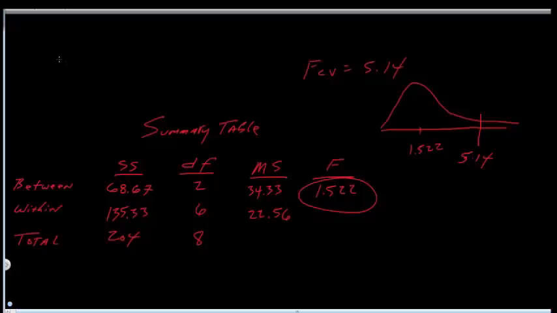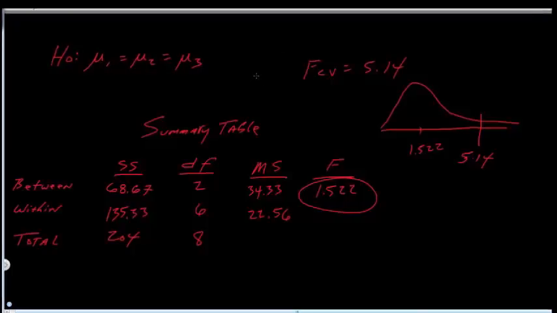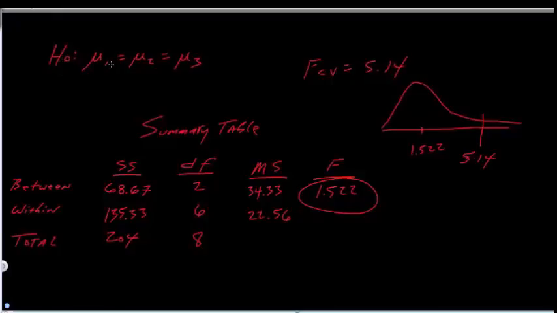In this case, we would say the null is first mean equals second mean equals third mean. Of course, this could be more means in ANOVA if you had more means you're comparing. And the alternative hypothesis is that at least one of these pairs are not equal. So what we're testing with this 1.522 F ratio is called the omnibus test. And the omnibus test is just testing to see if at least one pair of these means are not equal.